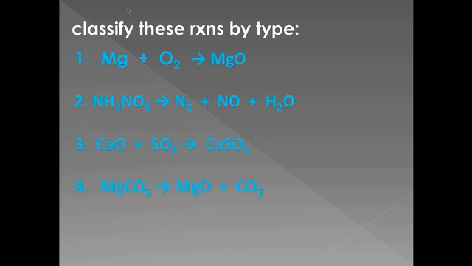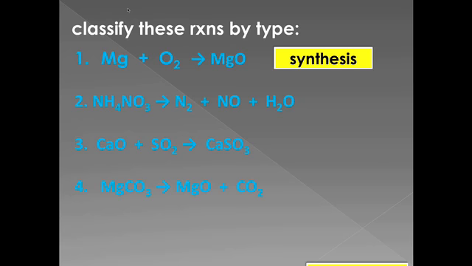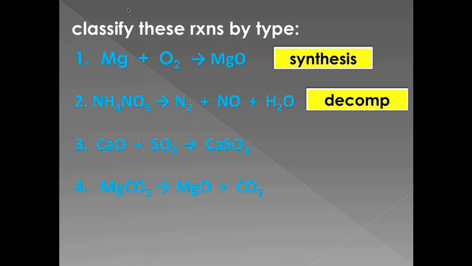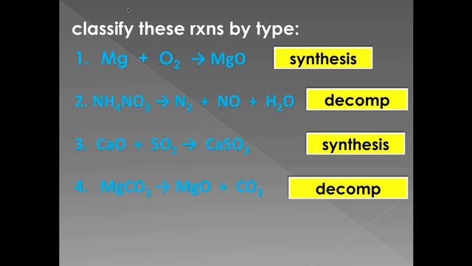So if we practice this a little bit, number 1, Mg plus O2 makes MgO. I see 1 on the right, that tells me synthesis. On number 2, ammonium nitrate is being broken apart. I have 1 thing on the left, that tells me decomposition. Number 3, I have 1 on the right, synthesis. Number 4, 1 on the left, decomposition. So it's as simple as that when you're trying to identify if it's synthesis or decomposition. Just look for if there's 1 on the left or 1 on the right.